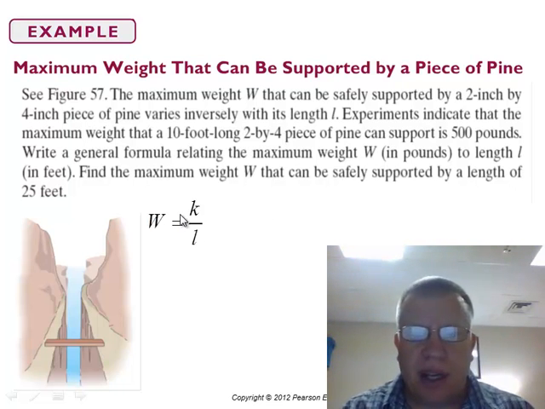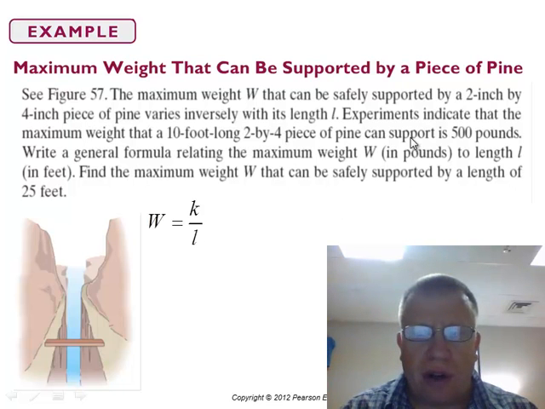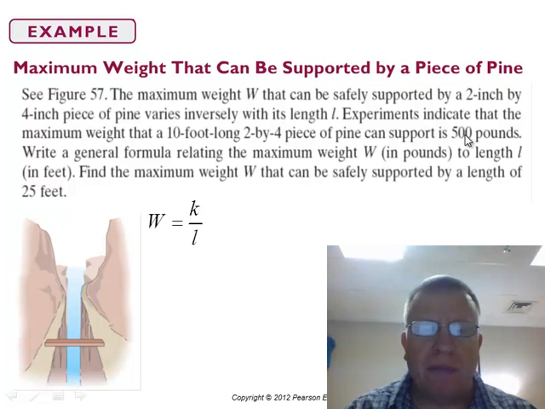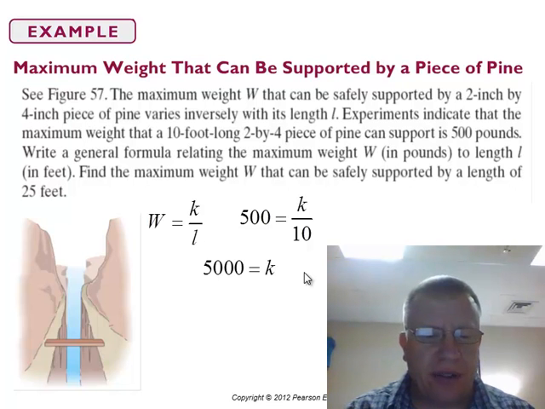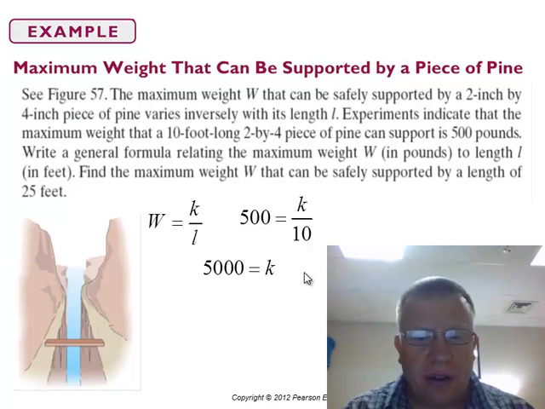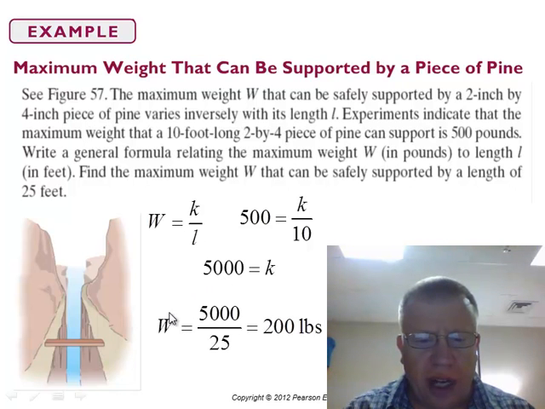For this problem, for example, we're told that if you have a 10-foot length piece of board, it can support 500 pounds. So guess what? You'll plug in 10 feet for L and 500 pounds for W. Okay? And then you'll solve for k by multiplying both sides by 10. And now you have that constant of inverse proportionality for k. So now you have the equation W is equal to 500, or excuse me, 5,000 over L.